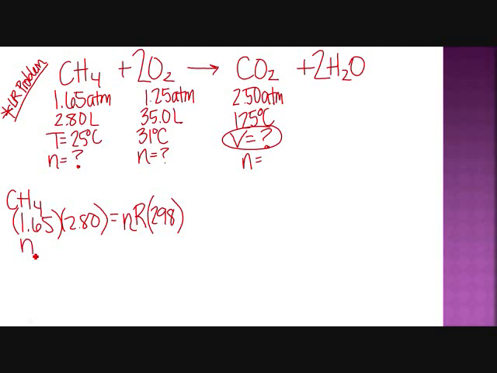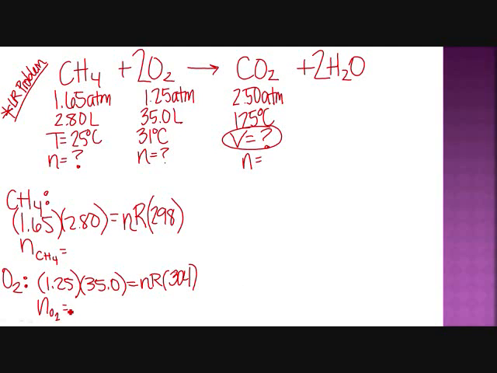And I'm going to put moles of CH4, because if we have N's all over the place, you have to know what the N stands for. So this moles that we're solving for is for the moles of CH4. Then we're going to do the same thing with the information for the O2: 1.25 times 35.0 equals N times R times 304, which is 31 converted to Kelvin. I'm going to relabel this as moles of O2.